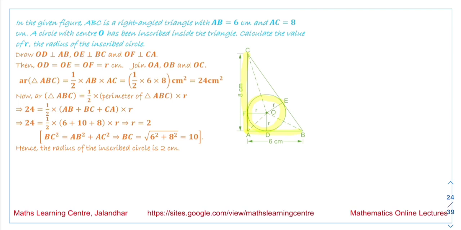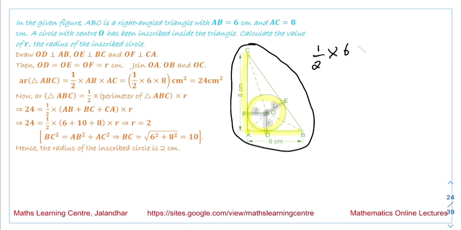So to calculate the value of the radius, from this center O, we have drawn this F, we have drawn this E, and we have drawn this line OD. All these values are equal to the radius R that we have to calculate. Now if we look at this larger triangle, the area of this triangle is half base into height. Look at this triangle over here, OAB. For this triangle, the area is half AB into height.